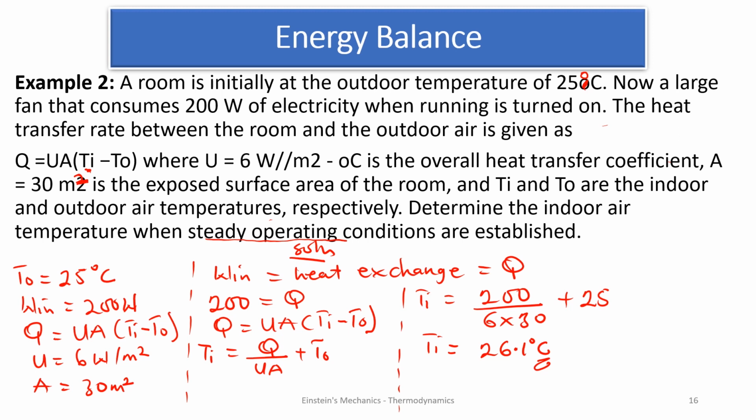So meaning the outdoor temperature is 25 and the indoor temperature is 26.1. What you have to know here is that the fan is consuming this electricity, and since there is steady operating conditions, all what we give to the fan in terms of electrical energy is given out as the heat energy, and we can equate the parameters.